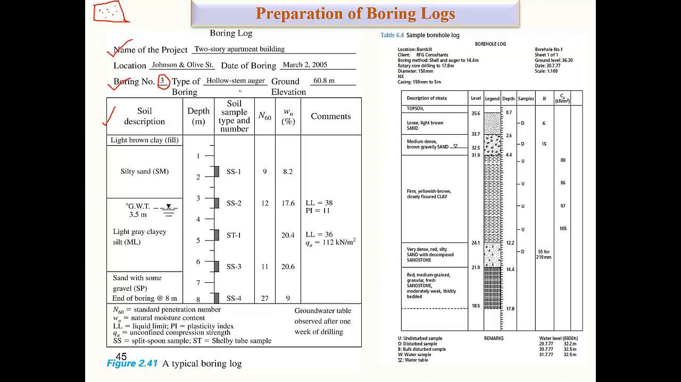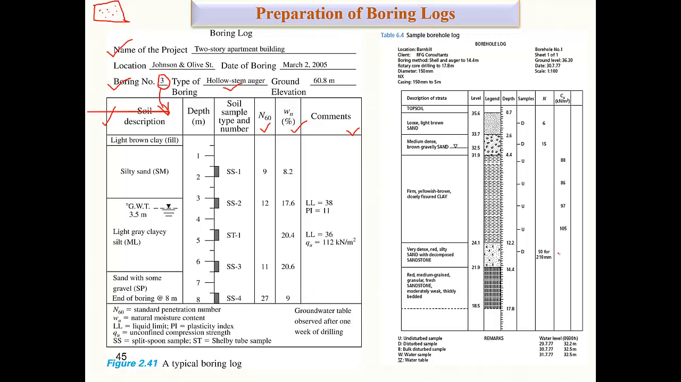So, what type of boring technique did they use? Hollow stem auger they use. Okay. So, this kind of general information you put there. For this boring number 3, they put the description of the soil profile. So, they try to give the information about the soil. They go through with the meter, 1 meter, 2 meter, 3 meter, up to 8 meter, they just check and record the information. And here you can see the N60, percentage of water. Then they put the comments also. So this is one template.